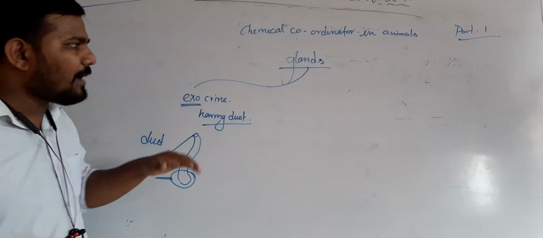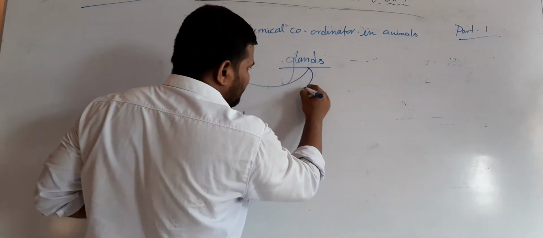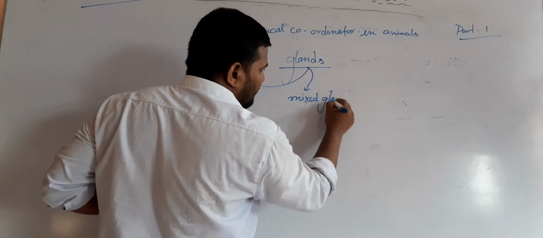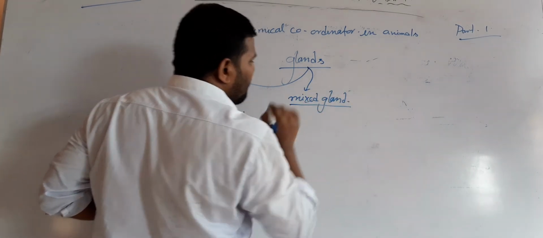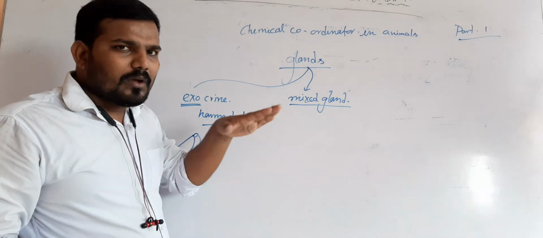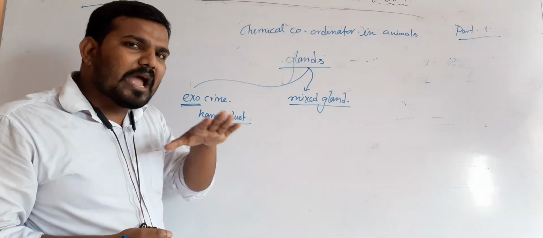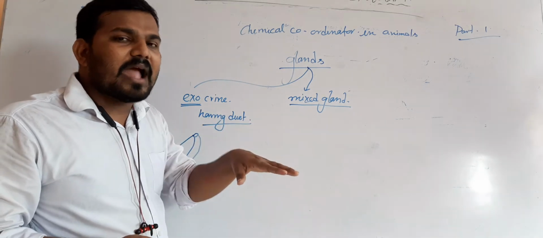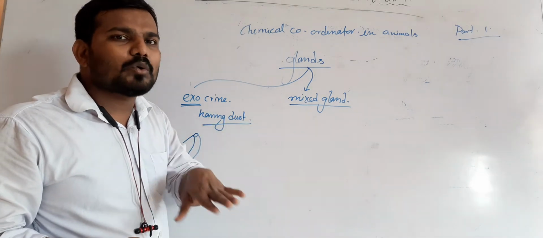Now the second type is the mixed gland. Mixed gland means a gland having both types of features. It means one portion contains a duct and another portion is without a duct.